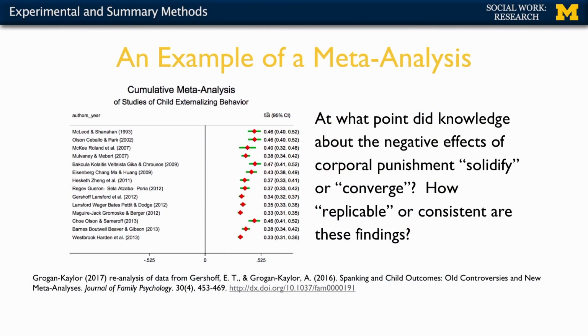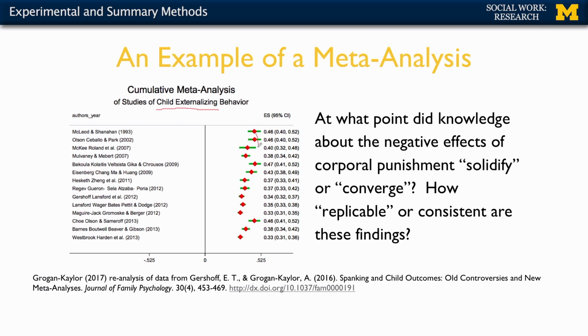I want to close with a practical example. This is a meta-analytic review that I did with my colleague Elizabeth Gershoff at the University of Texas. This is a review of 50 years of research on physical punishment, the effects of physical punishment on children. In this sub-study, we're looking at the particular effects of physical punishment on child externalizing behavior. So this is behaviors where children are aggressive towards other children.